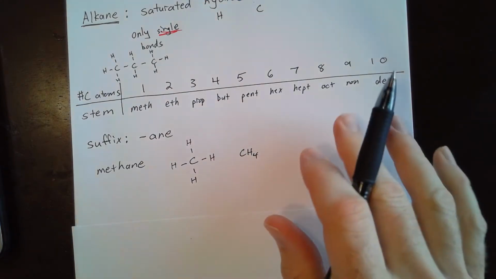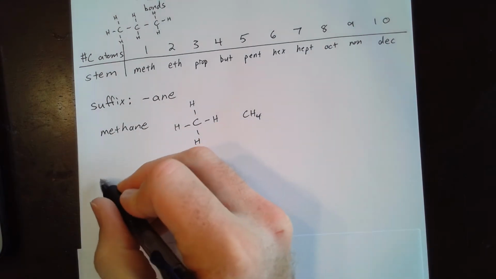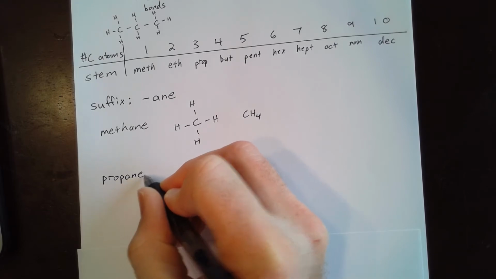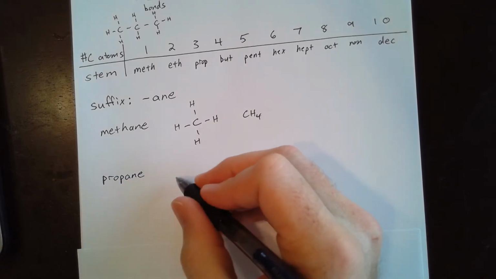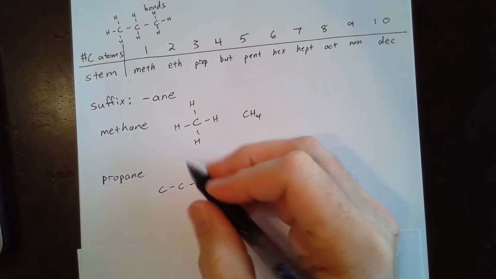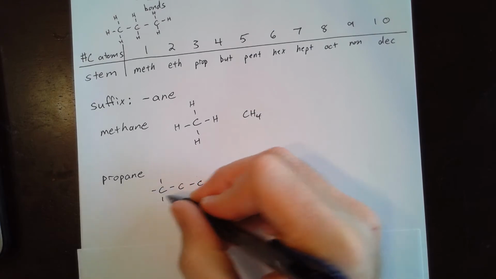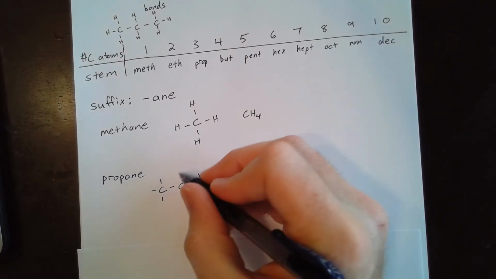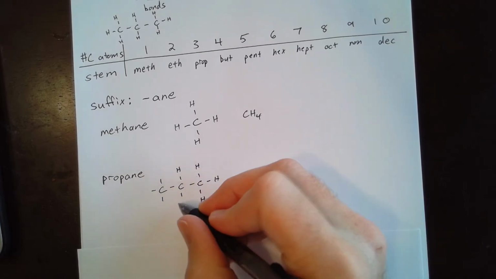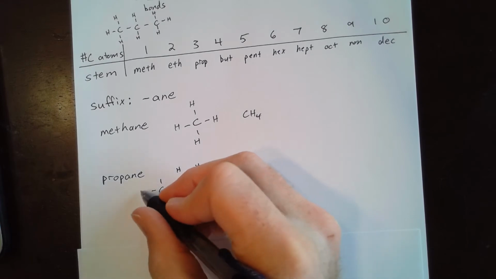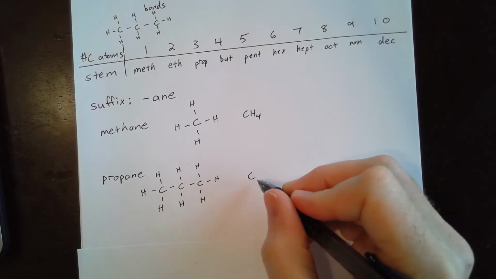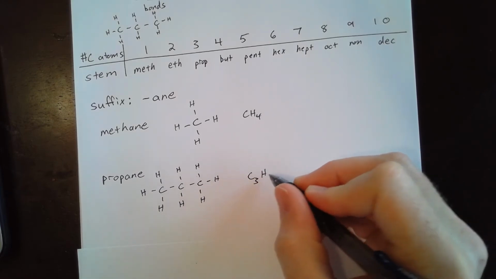All right. Now, methane is the simplest one. So let's try one a little more difficult. Let's do propane. Here is 1, 2, 3. And let's fill in our hydrogens. They deduct a point if you don't fill in all of your hydrogens. You'll hear me say that once or twice. So there are 3 carbons, and there are going to be 8 hydrogens.